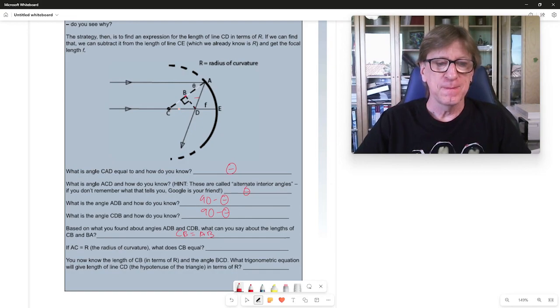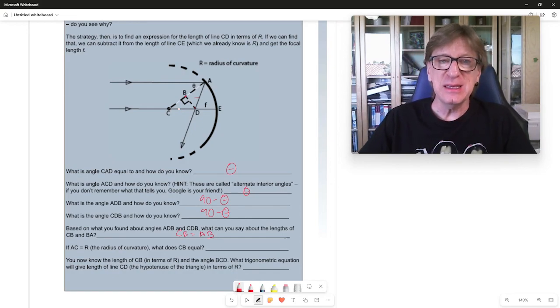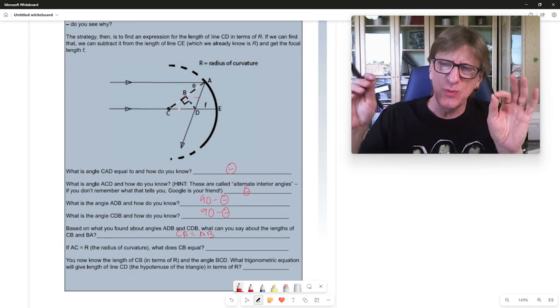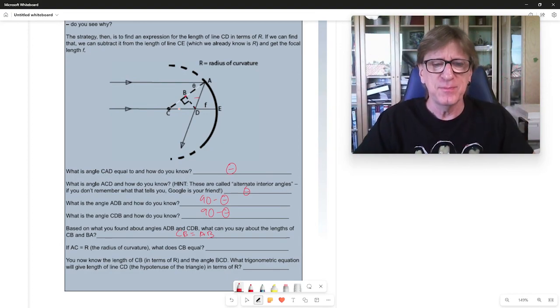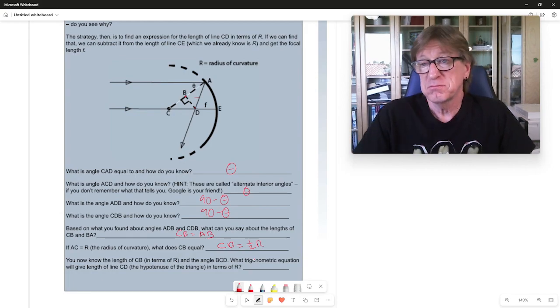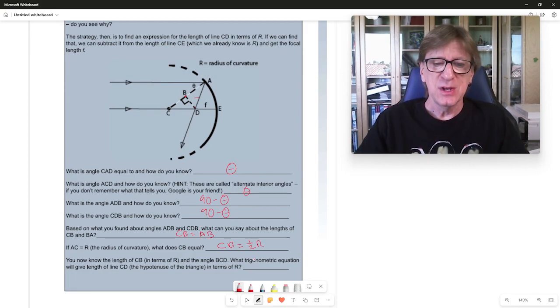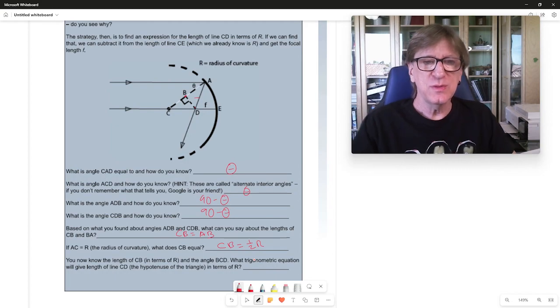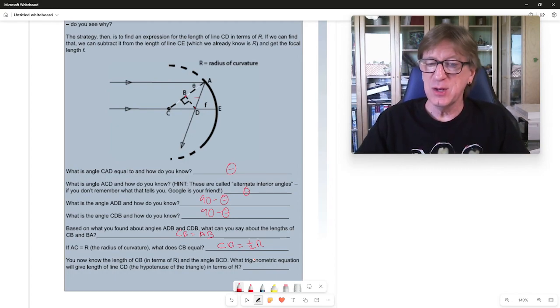All right? Okay, so AC is the radius of curvature. Make sure that you see why. That's that string we were talking about. So what does CB equal in terms of the radius of curvature? CB is simply going to be 1/2 R, because we decided it was the midpoint. So we now know the length of CB in relation to R.